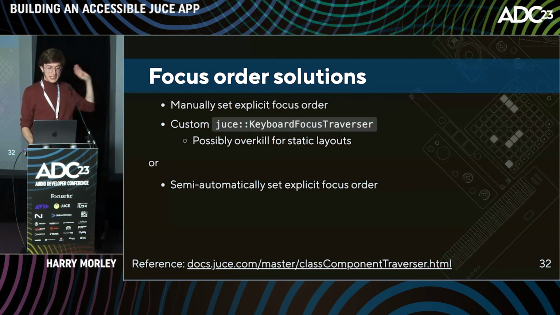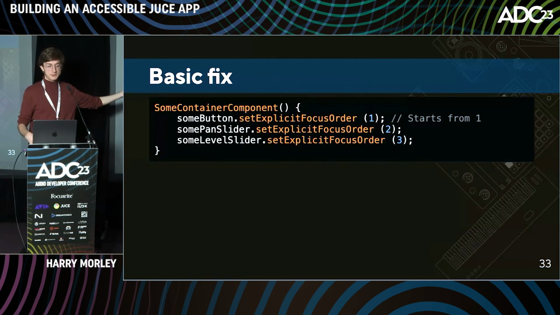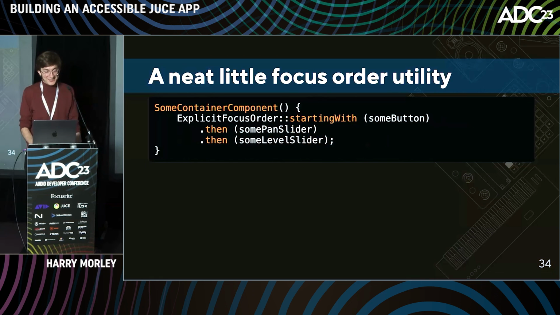So let's start with the manual one. So nice and simple. You just set the explicit focus order on the component. It starts from 1, not 0. If you've got quite a few, that's going to get a bit taxing if you've got like 10, 20 components to call that, because if you're like me, you'll forget how to count, and 2 will appear twice, and 5 will become a different number. But what if it was like this? What if we could use words instead of numbers?